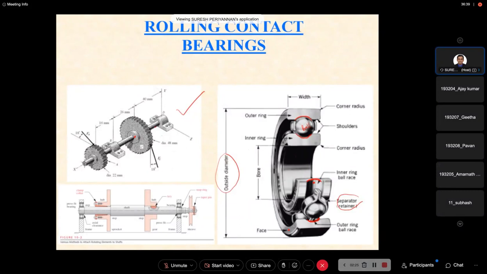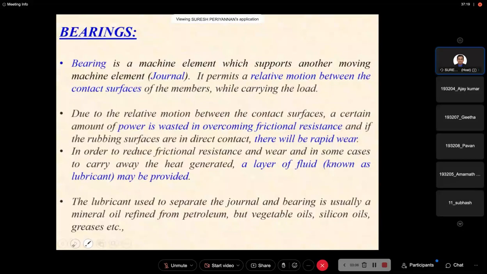Okay, now see here. This is the inner ring. This is the outer ring. This is the outer corner radius. This is the inner corner radius. This is the bore diameter, which is equal to the shaft diameter. This is the outside diameter. Now, this is the face. This is the outer ring ball race. And this is the separator. These are the terminology we discussed yesterday.